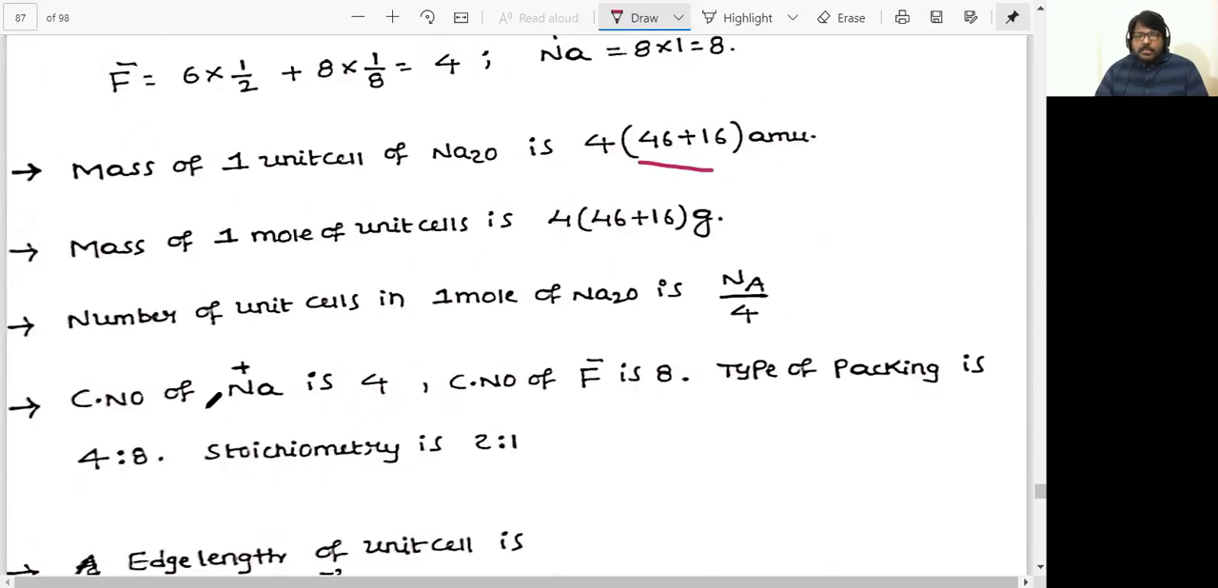The coordination numbers are opposite because the Na plus is present in the tetrahedral void. A tetrahedral void is always surrounded by 4 particles, and the oxide ion is forming the lattice, and it is surrounded by 8 tetrahedral voids, and all tetrahedral voids are filled. Hence, the coordination number of cation is 4 and the coordination number of anion is 8. And this type of packing is a 4:8 type of packing, because first we have to mention the coordination number of cation, then the coordination number of anion.